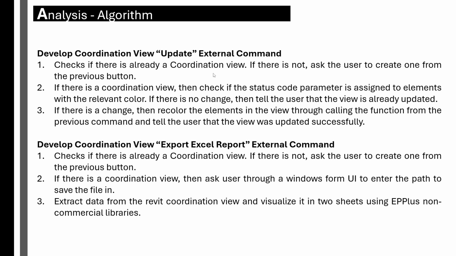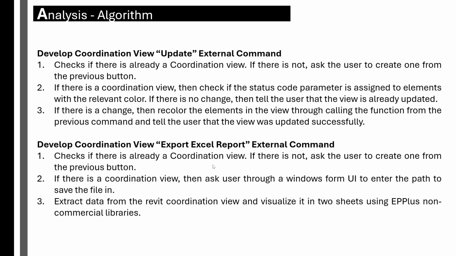We will check if there is a coordination view. If there is not, ask the user to create one first. If there is, then check the status code parameter and check the colors. If there is no change, then tell the user it's all already updated. If not, then update it, and then tell the user it's updated successfully. The algorithm for the export Excel report is also simple.